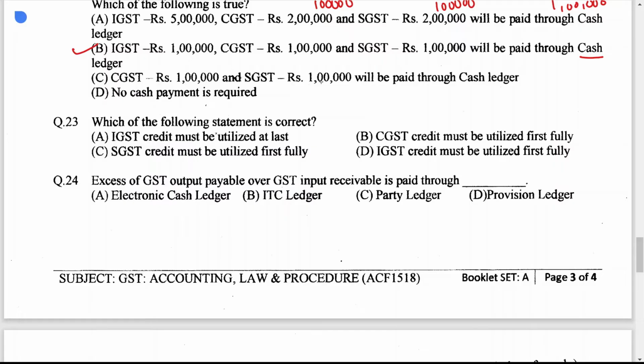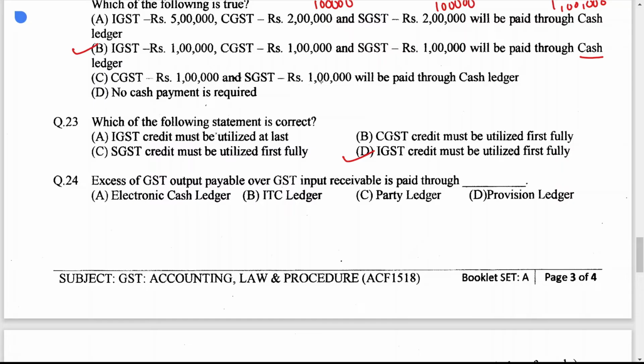Now you have to find out the correct one. IGST credit must be utilized at last. That is wrong. CGST credit must be utilized first fully. This is also wrong. SGST credit must be utilized first fully. This is also wrong. So IGST credit must be utilized first fully. So that is the correct answer. So D is your correct answer.